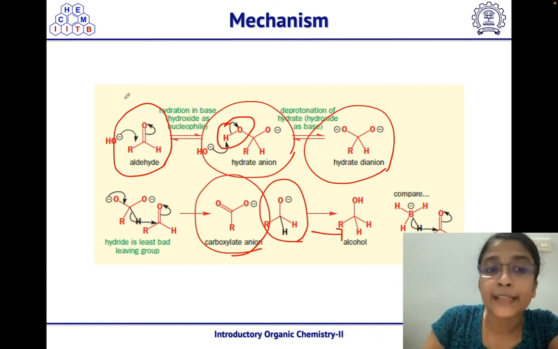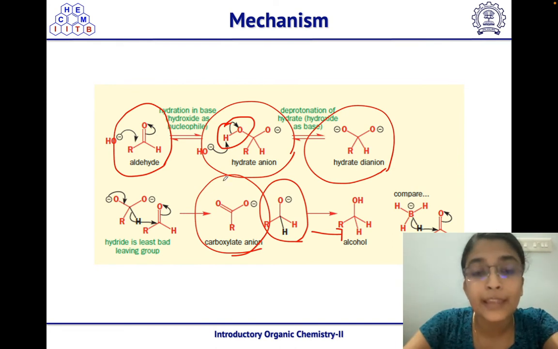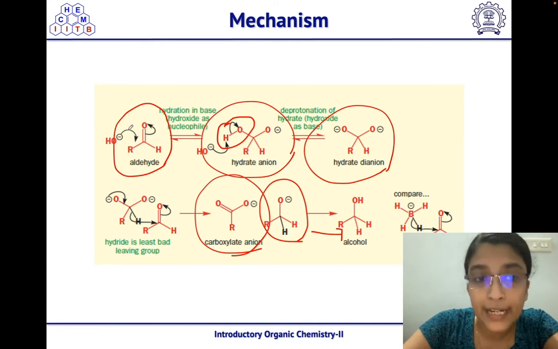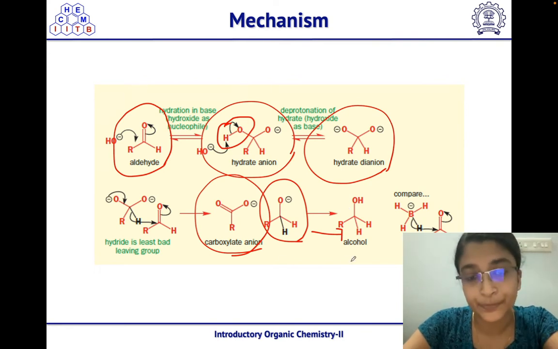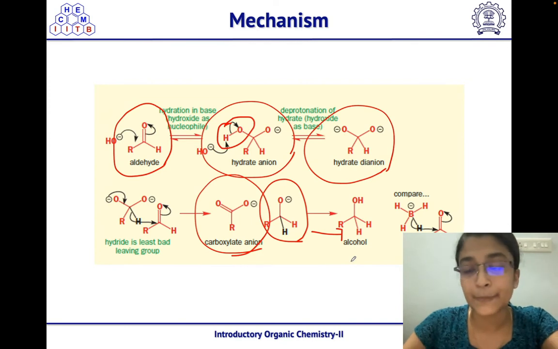The aldehyde is undergoing reduction to form an alcohol and it is undergoing oxidation to form a carboxylate anion. That is why we call this a disproportionation reaction. The same molecule, that is this aldehyde, is undergoing an oxidation reaction as well as a reduction reaction. So this is a disproportionation reaction, and this is what is happening in a Cannizzaro reaction. Is this mechanism clear?